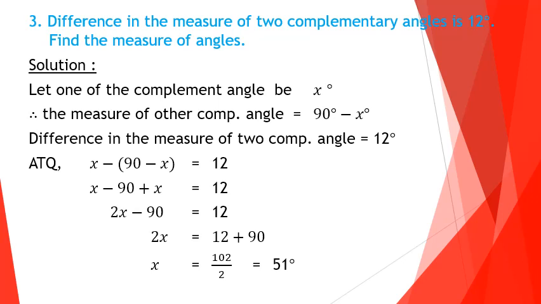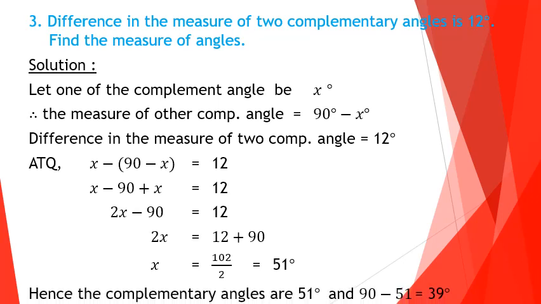So one of the complement angles we got is 51. So what about the other complement angle? 90 minus 51, that is equal to 39 degree. Hence the complement angles are 51 degree and 39 degree. You can subtract 51 minus 39, you will get 12 degree.